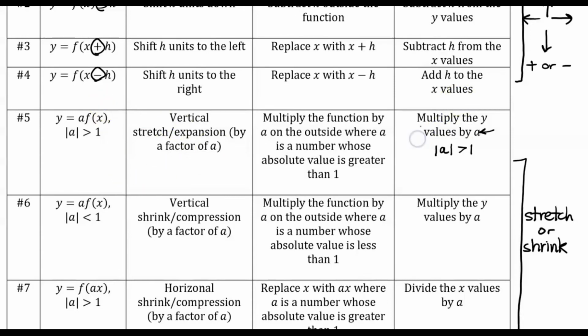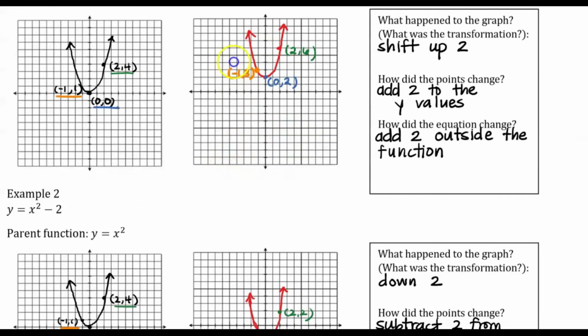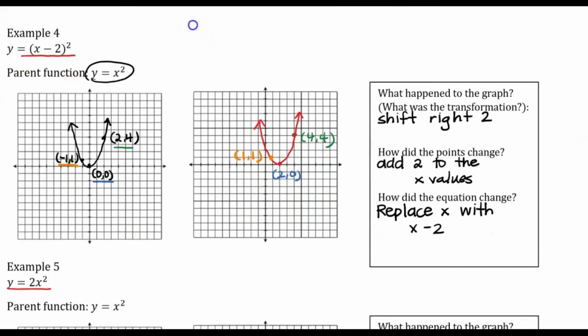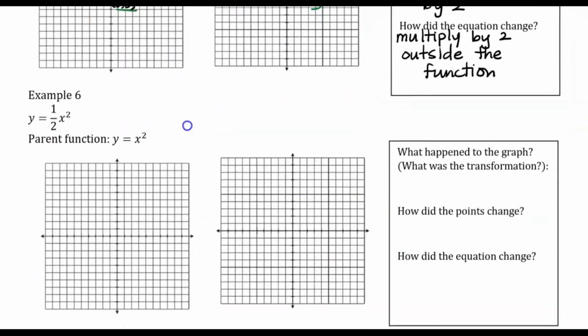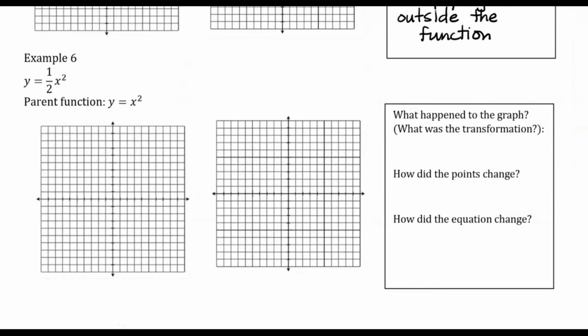Now let's go take a look at example 6, where we have a vertical shrink or a vertical compression. So here in example 6, we have the same parent function. I'll go ahead and sketch that in. So now that we can see the graph of the parent function, the graph of the new equation, 1/2 x squared, would still go through 0, 0. It would not go through 2, 4. It would go through 2, 2. And it would not go through negative 1, 1. It would go through negative 1, 1/2. So this graph now looks like this.